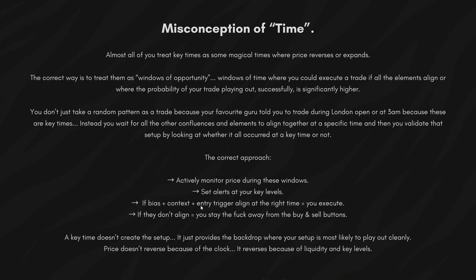You don't just take that trade because you have a context and an entry model and it has all aligned at a key time, and now you think it's going to play out regardless of the bias element not being present. That's not how it works. If any one of them is missing, that means they are not aligning, and in that case you stay away from the buy and sell buttons, you stay away from the charts, and you don't execute.